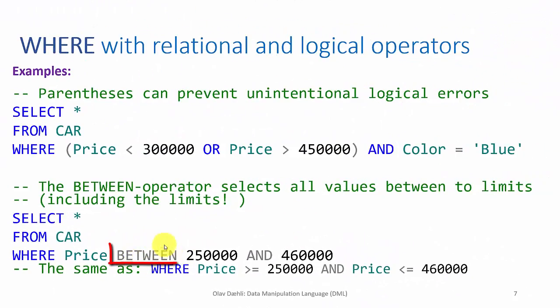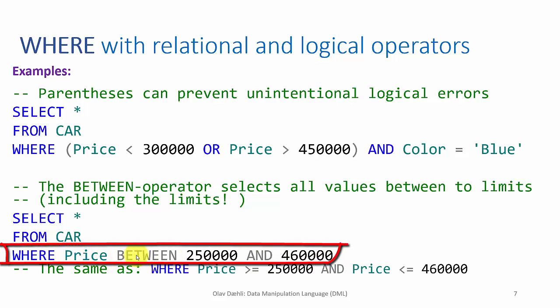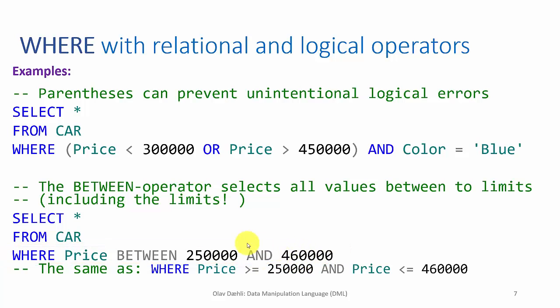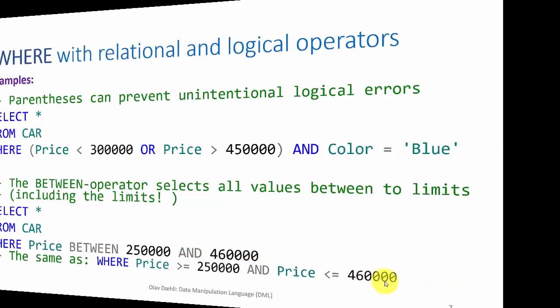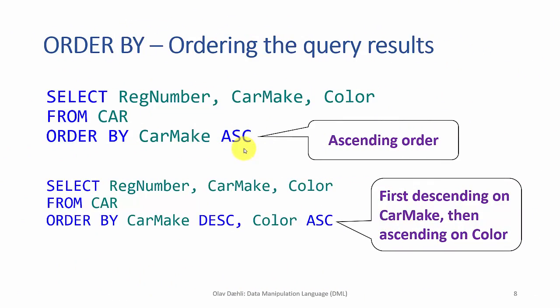There's also a between statement. So if you want to check if the price is in the interval from 250,000 to 460,000, then we can write where price between the first value and the second value. But be aware that it also includes the limits. We could instead have written where price is greater than or equal to 250,000 and price less than or equal to 460,000.